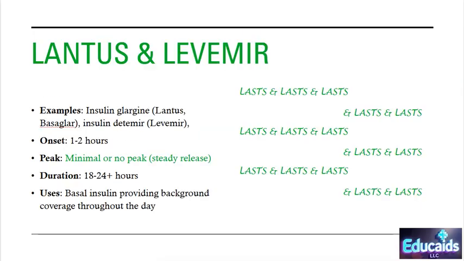Lantus and Levemir. They both start with the letter L, and I want you to understand that they last and last and last and last. Onset is 1 to 2 hours, but it doesn't really have a peak. So there's no point where that medication is mostly intense. It's a really steady, what they call a baseline or basal insulin. It lasts anywhere from 18 to 24 hours, so usually this is dosed once a day.